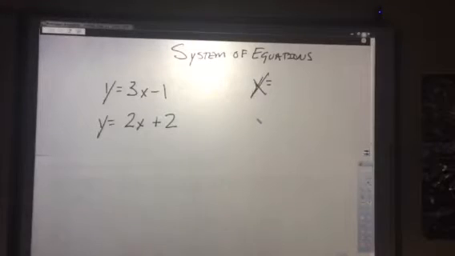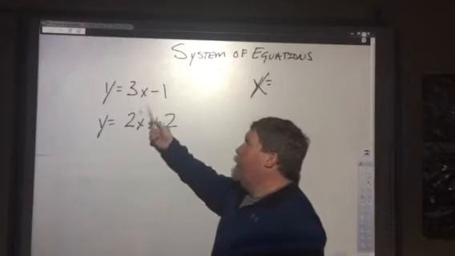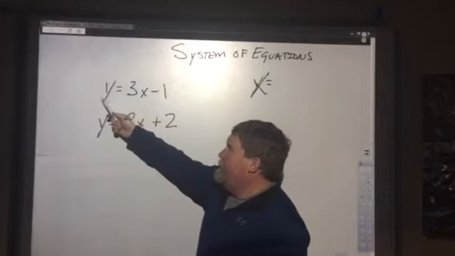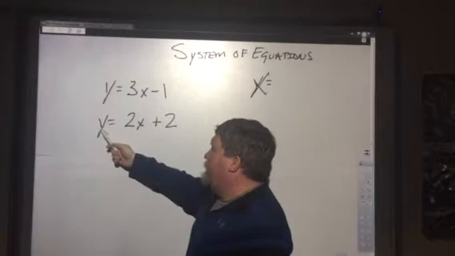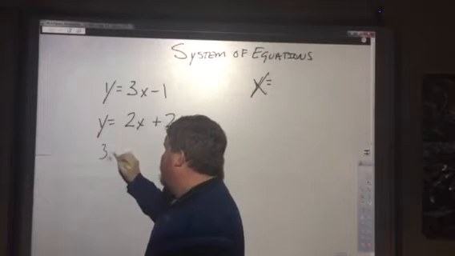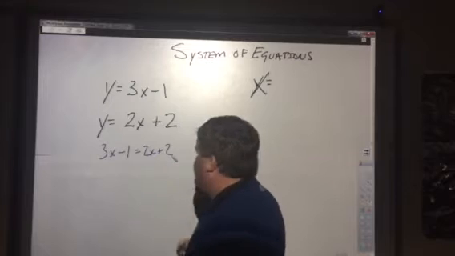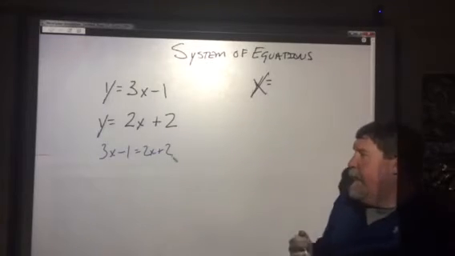Okay, Signe, so I'm going to walk you through a couple of system of equations. So this first one, both of these are already solved for y. So that means if this side is equal to y and this side is equal to y, these two sides are equal to each other. So 3x minus 1 equals 2x plus 2. Then we're going to solve for x.